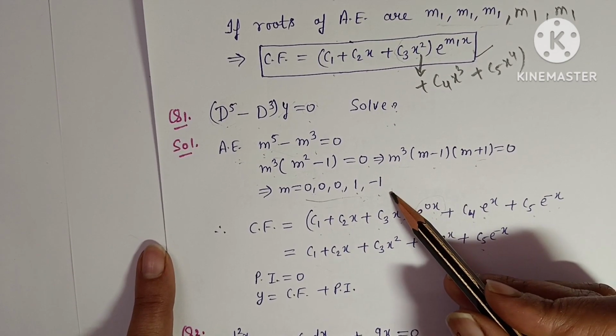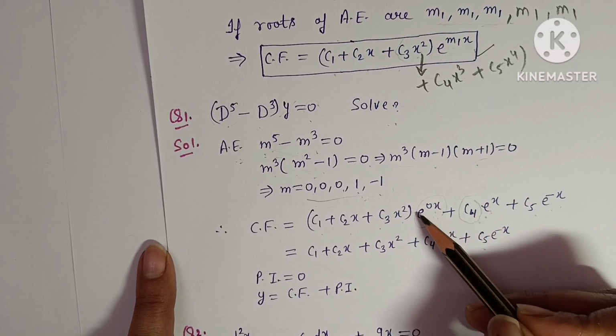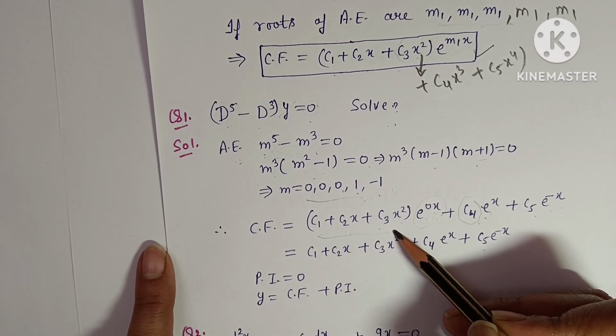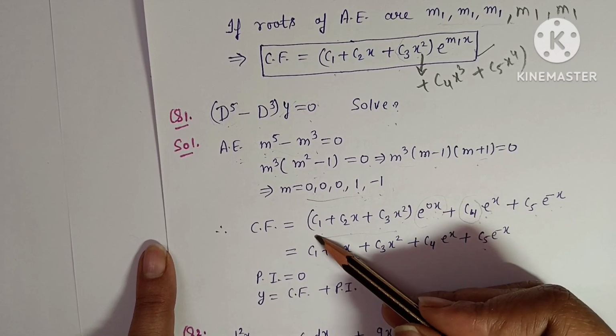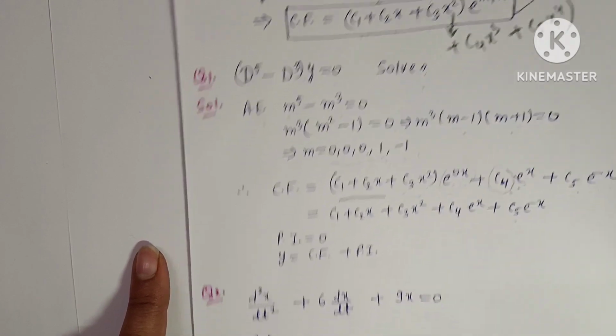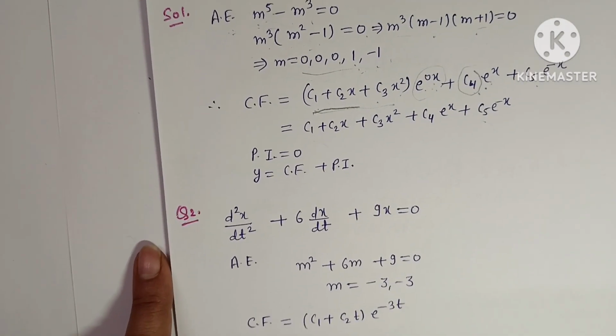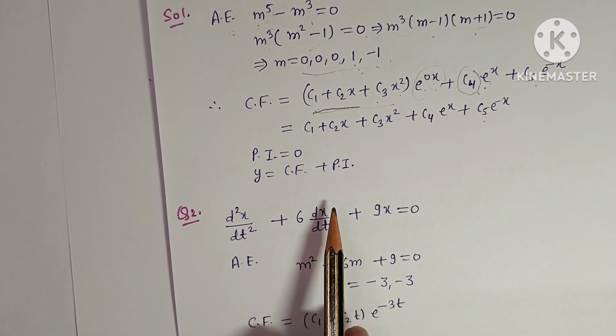If a root is coming only one time, you have only one constant with the exponential term. But if it is repeating 3 times, you have 3 constants. If it is 2 times, then there will be 2 constants, C1 plus C2x. So the concept is very similar, very simple and very easy. So y will be CF plus PI.